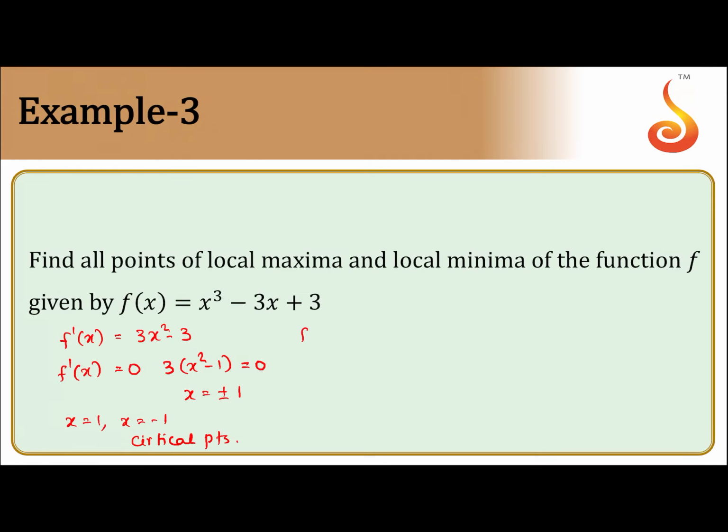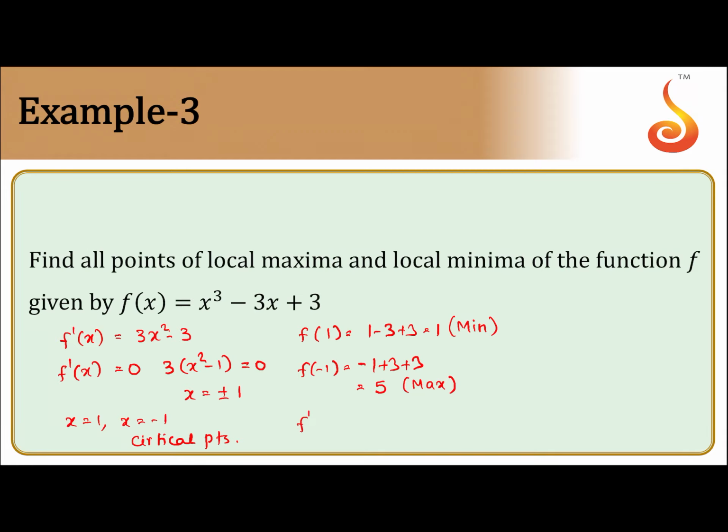Now, what we observe, f of 1 is equal to 1 minus 3 plus 3, which is equal to 1. F of minus 1 equal to minus 1 plus 3 is equal to 5. So clearly f of 1 is the minimum value, f of minus 1 is maximum value. Minimum and this is maximum. That too we say local minima and local maxima.